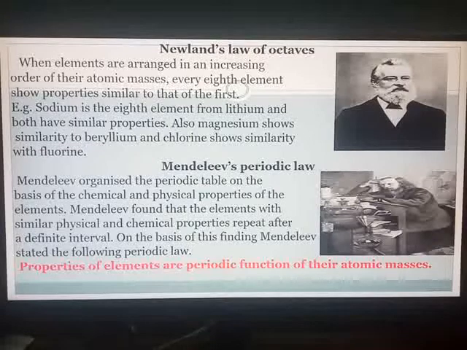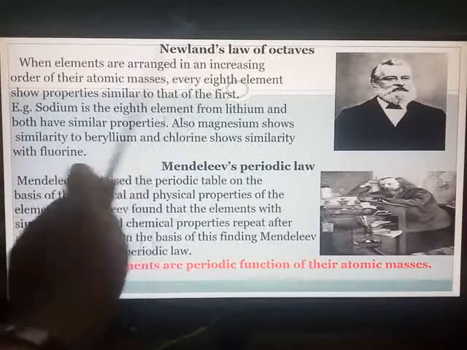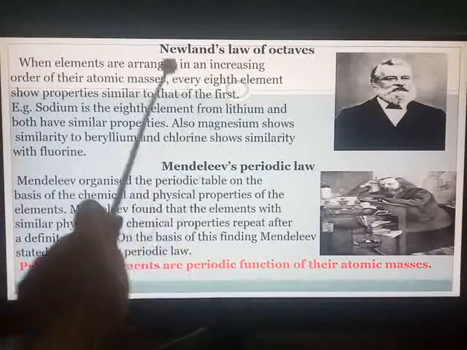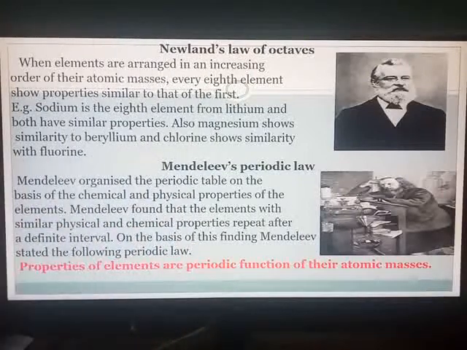For triad, it was for a group of 3 elements. Here why octaves? Let us see. Newlands also followed the same track of Dobereiner, that is, he arranged the elements in an increasing order of their atomic masses only. So when elements are arranged in an increasing order of their atomic masses, every 8th element shows properties similar to that of the first element, and hence the name is law of octaves.